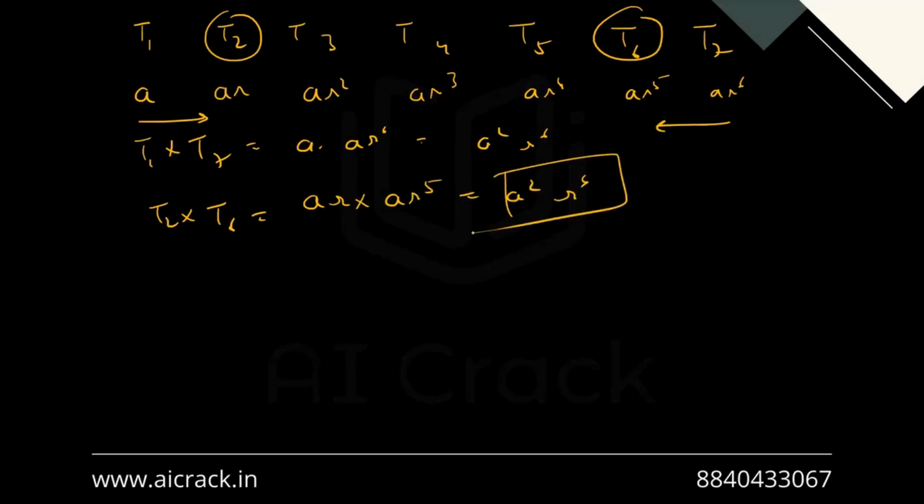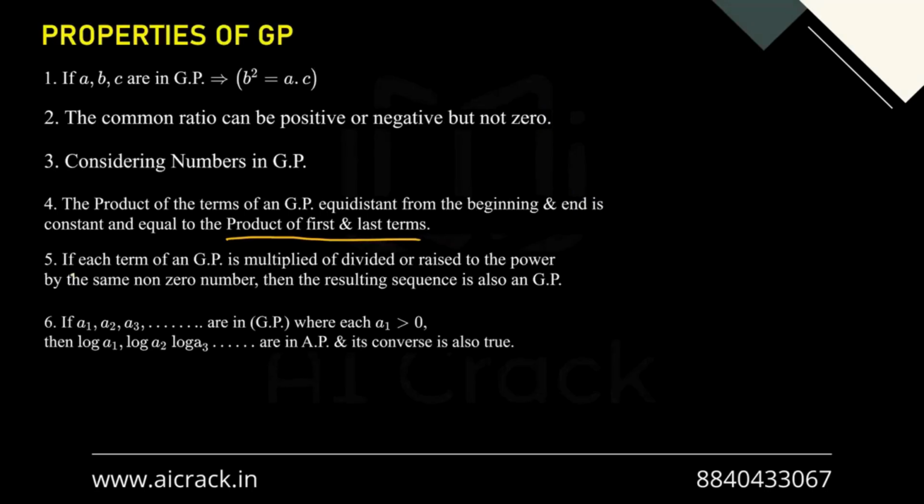R^6. Okay. Now we have proved that property. Now the fifth point says if each term of a GP is multiplied or divided by or raised to the power by the same non-zero number, then the resulting sequence is also a GP. Now in this case, we don't have addition or subtraction to the GP, right? We don't have that kind of property, but we have multiplication, division, or raised to the power.